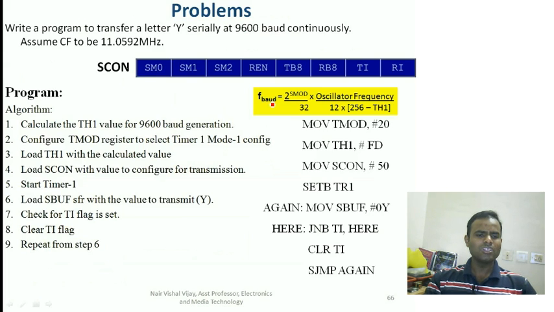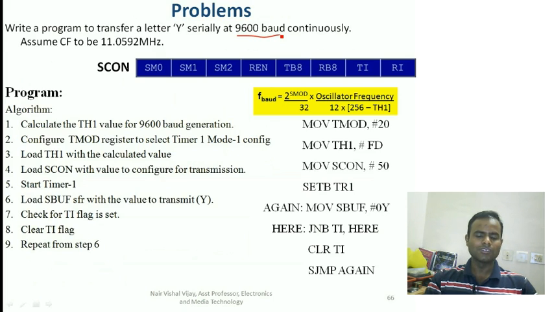Okay, now what is the algorithm? As we discussed when we were discussing programming our serial communication ports for transmission of bits, you need to calculate initially the value of TH1 to generate a baud rate of 9600 baud. So just now in the previous two problems, we calculated that value of TH1, that was nothing but FD. Anyway, the equation is here.